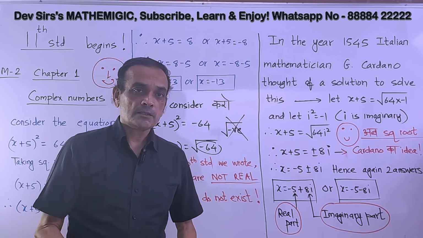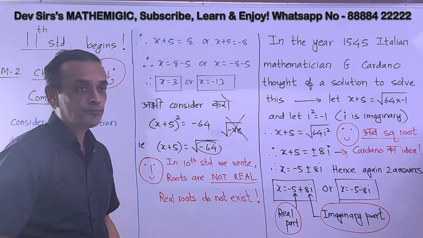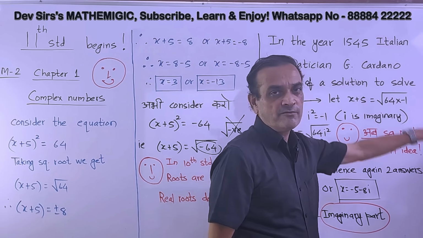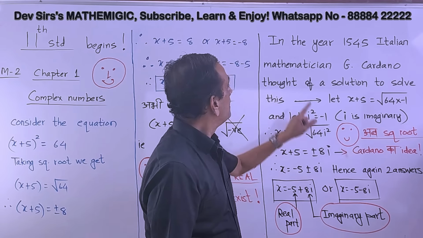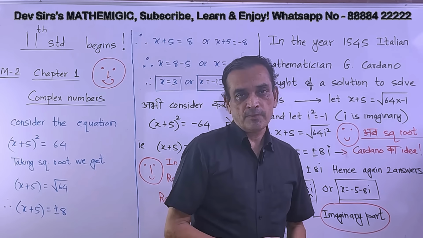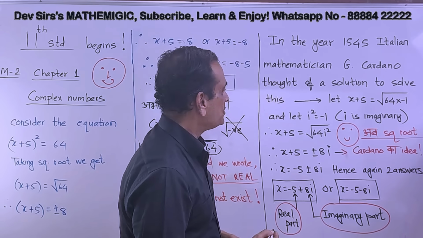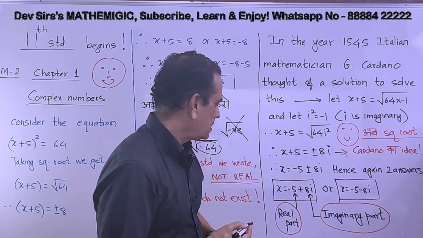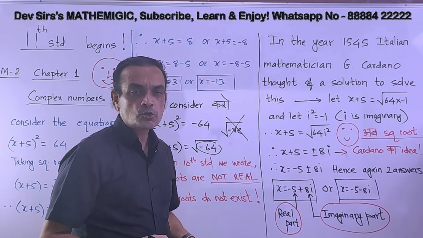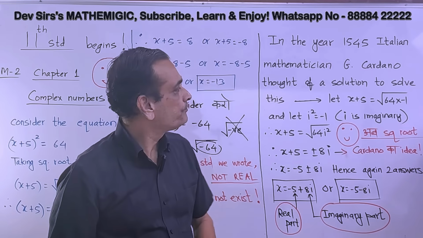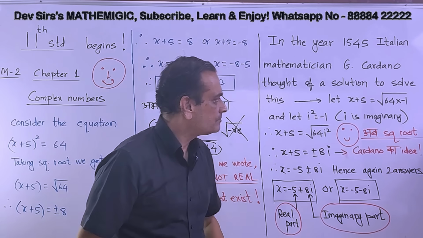But then there was one mathematician. There was one mathematician in the year 1545. Mathematician G. Cardano from Italy. He was an Italian mathematician. उसने सोचा कि ऐसा क्यों, why do we leave it halfway, कुछ तो आंसर आना चाहिए. So he thought of an idea. तो उसका आइडिया क्या था?